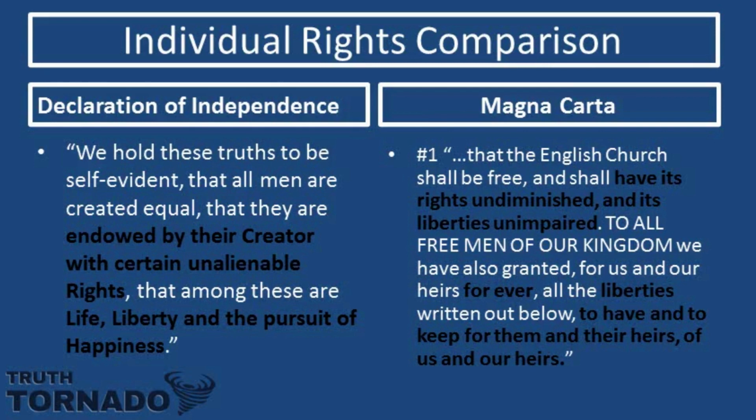In the Magna Carta, in clause number 1, it says that the English Church shall be free and shall have its rights undiminished and its liberties unimpaired. To all free men of our kingdom we have also granted for us and our heirs forever all the liberties written out below, to have and to keep for them and their heirs of us and our heirs. So you can see the Magna Carta came first, and they pulled that into the Declaration of Independence.